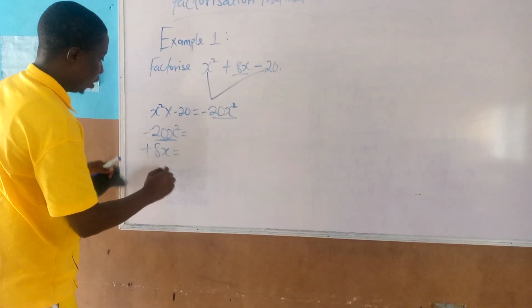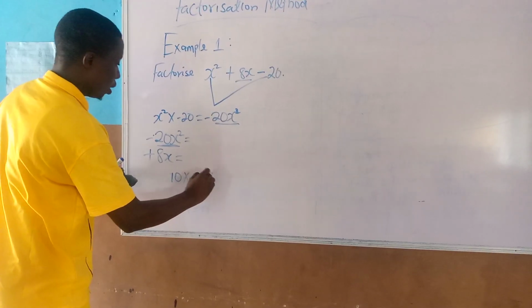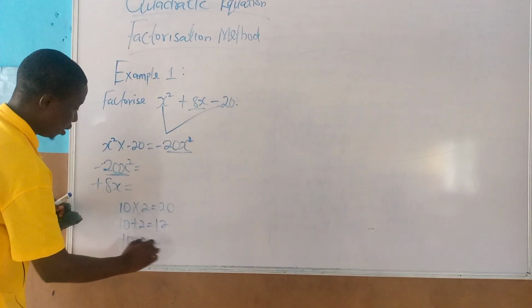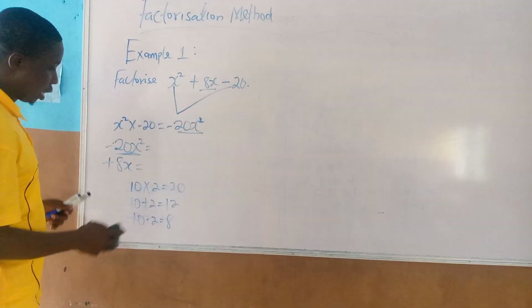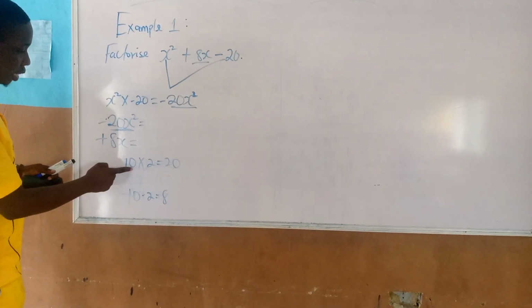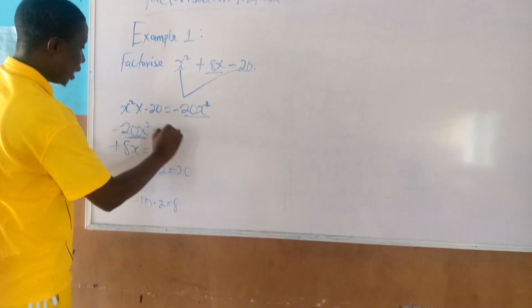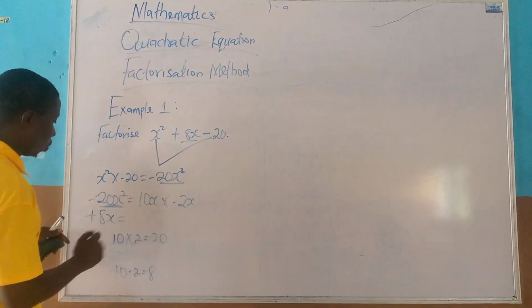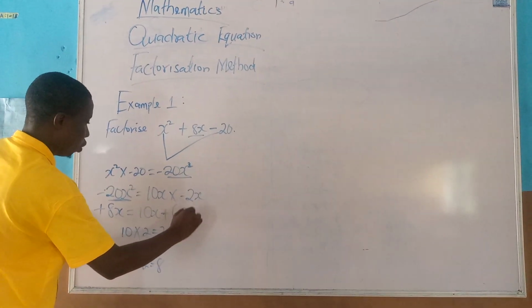Let's try another one. We have 10 times 2, and 10 times 2 is 20. Then 10 plus 2 is 12, and 10 minus 2 is 8. So in other words, this one will give us the needed answer. So we have 10 and 2 here. The factors we'll be using will be 10s and minus 2s. So we have 10s plus minus 2s.